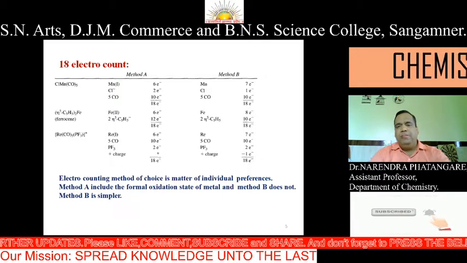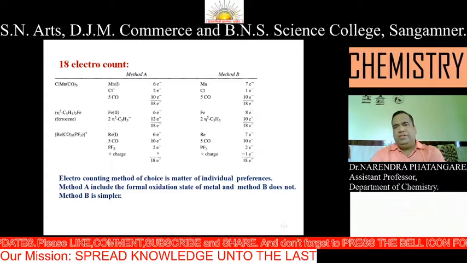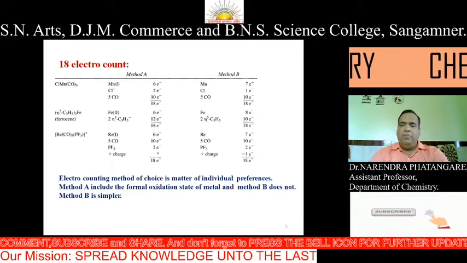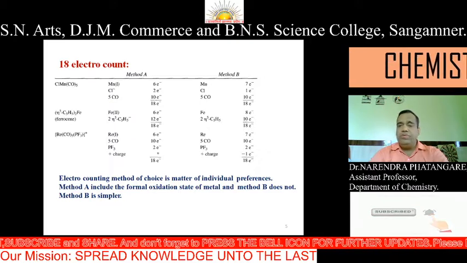In this simple way, we can easily calculate the electron count by 2 methods. The choice of electron counting method is a matter of individual preference.